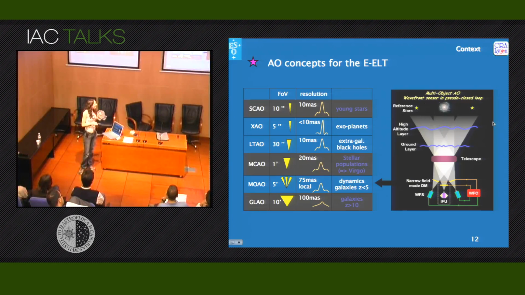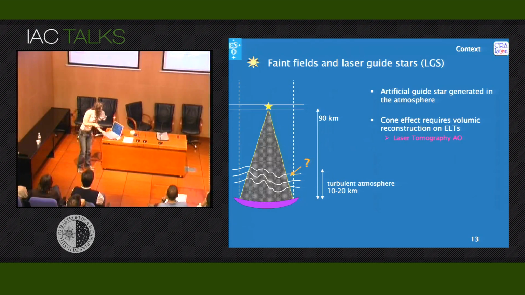And for this, what will be indispensable is a laser guide star, because people will observe in faint fields, and there will not be enough bright guide stars to provide a good adaptive optics correction. So the principle of the laser guide star is to generate an artificial guide star with a laser. You project it on the sodium layer of the atmosphere, and it creates an artificial guide star.